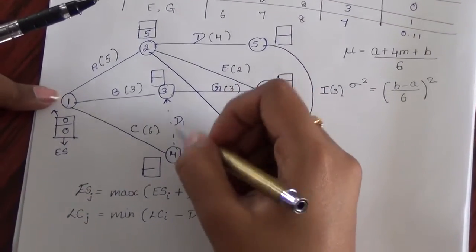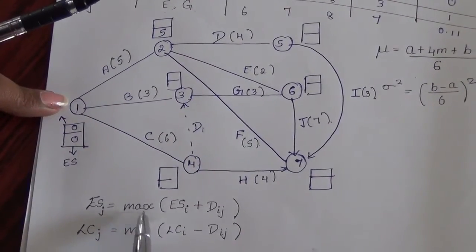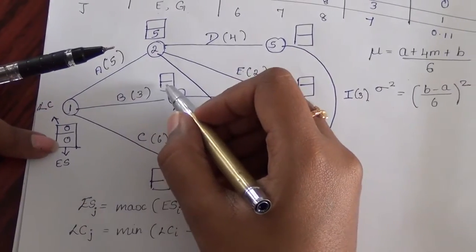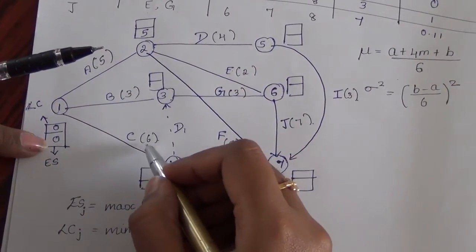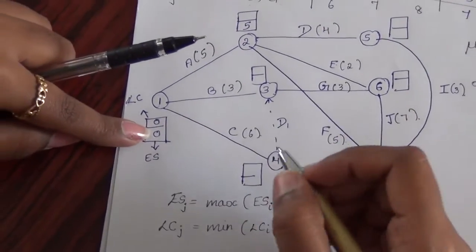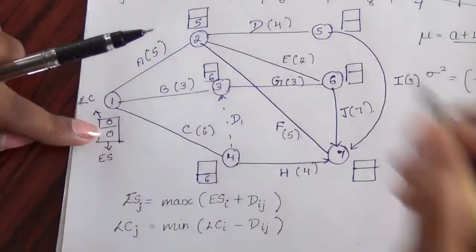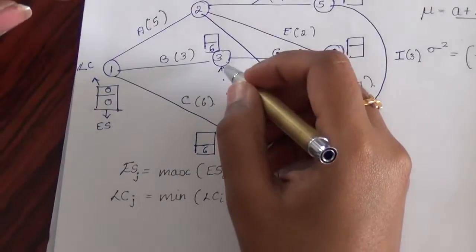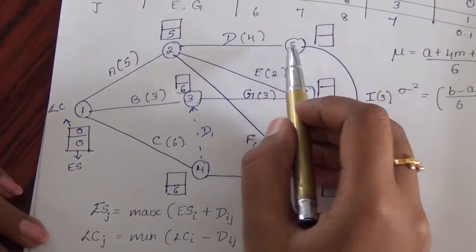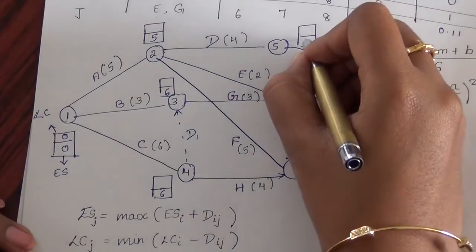Since here we have B and C represented as one activity, we should take the maximum of those two. For B it will be 3 plus 0, 3. But for C it is 6 plus 0, 6. Since 6 is greater than 3, I am representing both earliest start times as 6, since it is connected by a dummy variable D1. Now going with D, it's 4 plus 5, which is 9.